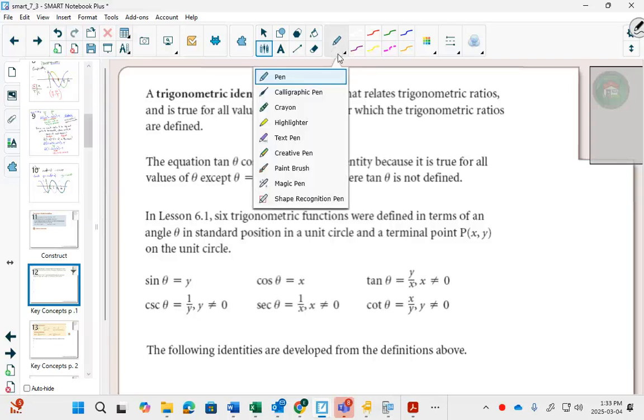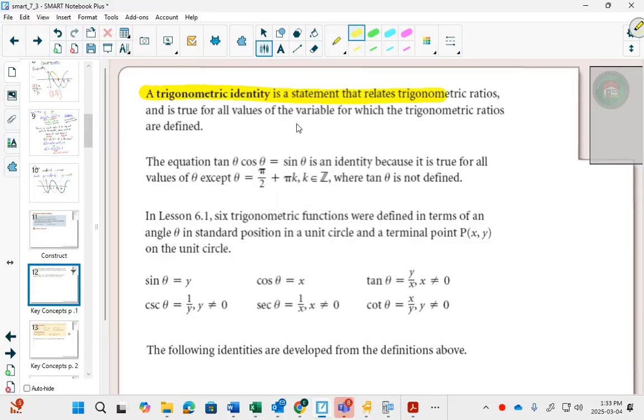You can take out your highlighter and highlight the definition of what a trig identity is. A trig identity is a statement that has trig ratios and is always true. In fact, from chapter 6, we have some of these already. We already know a couple of them. Some of them were definitions, and some of them we figured out from our big ideas.